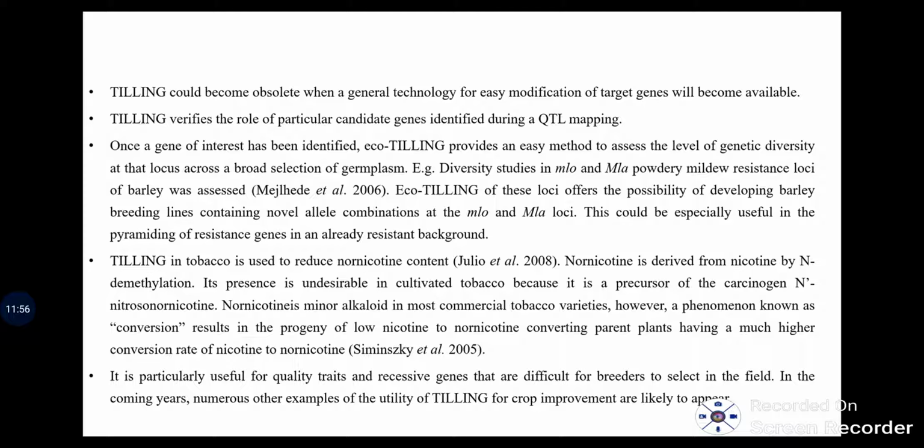This nornicotine is a minor alkaloid in most commercial tobacco varieties. However, a phenomenon known as conversion results in the progeny of low-nicotine-to-nornicotine converting parent plants having a much higher conversion rate of nicotine to nornicotine. That means nornicotine is a hazardous carcinogenic compound which is produced from nicotine. By using the TILLING approach, or targeted mutagenesis, the conversion of nicotine to nornicotine was prevented. It is particularly useful for quality traits and recessive genes that are difficult for breeders to select in the field. In the coming years, numerous examples of TILLING can be found in breeding approaches.